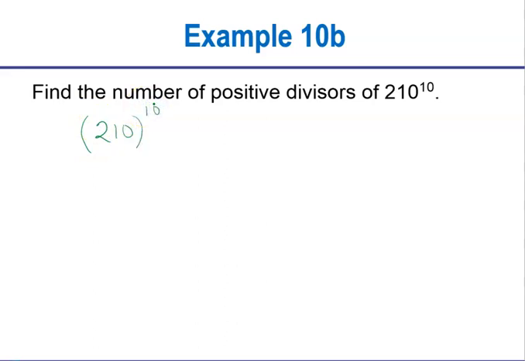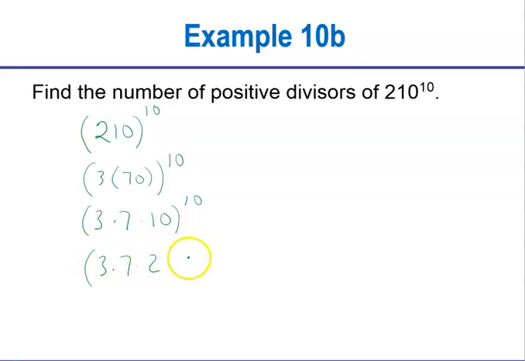Now, what's another way I could write 210, right? How about 3 times 70 to the 10th power? The 70 is not prime factored right now, so I could say it's 3 times 7 times 10 to the 10th power. I'm going to keep going. 10 is what? 2 times 5. So 3 times 7 times 2 times 5 to the 10th power.